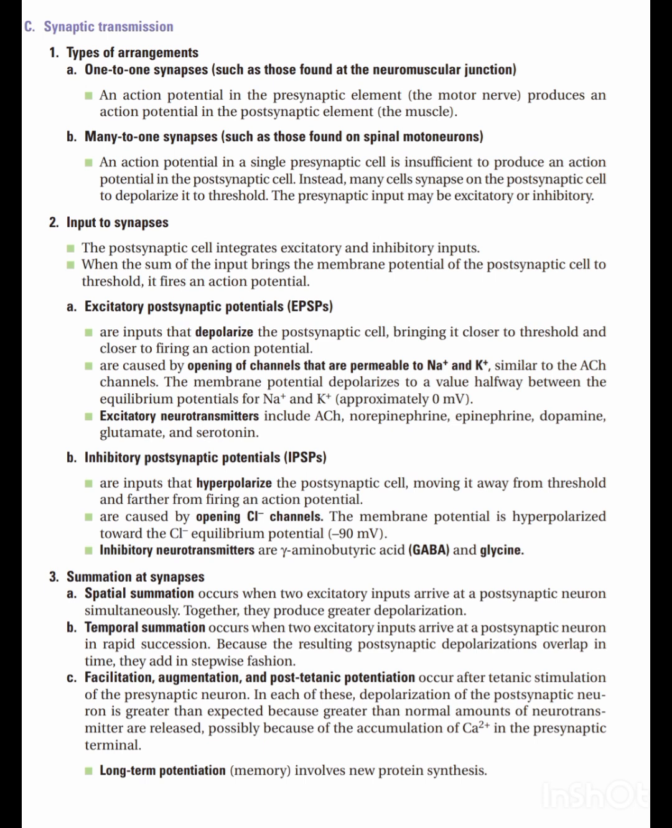So this is the one-to-one synapse, and another one is the many-to-one synapse, and that is found in the spinal motor neurons. An action potential in a single presynaptic cell is insufficient to produce an action potential in the postsynaptic cell. So many cells synapse on the postsynaptic cell to depolarize it to the threshold. And the presynaptic input may be excitatory or inhibitory. So many presynaptic cells synapse onto a single postsynaptic cell to depolarize it and to generate the action potential. So this is the many-to-one synapse that is found in the spinal motor neurons.